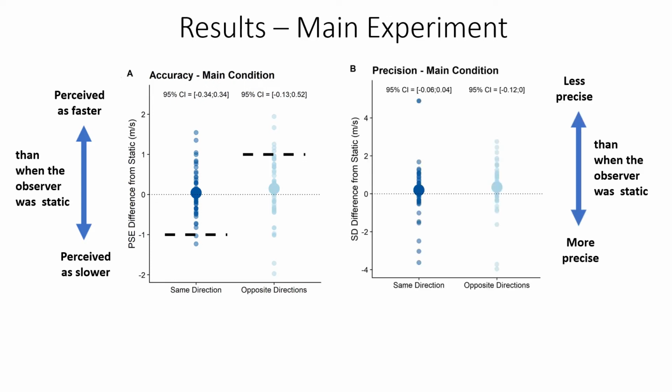Now, as for precision, we have basically the same plot here, but for the standard deviations of the fitted psychometric functions. So numbers above 0 mean that the standard deviations were higher in the test condition, so precision was lower, and the other way around. So here again, we have practically no difference with respect to baseline in the same direction condition, while precision might be a bit lower in the opposite direction condition, but again, this difference was not statistically significant, with the confidence intervals just including 0.